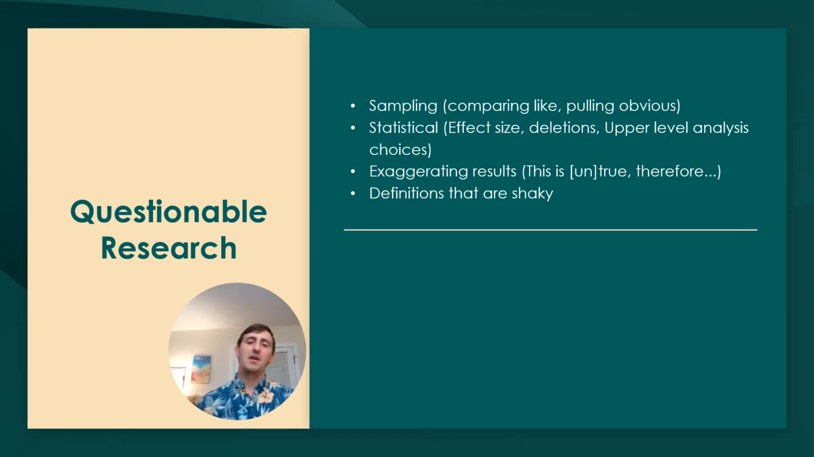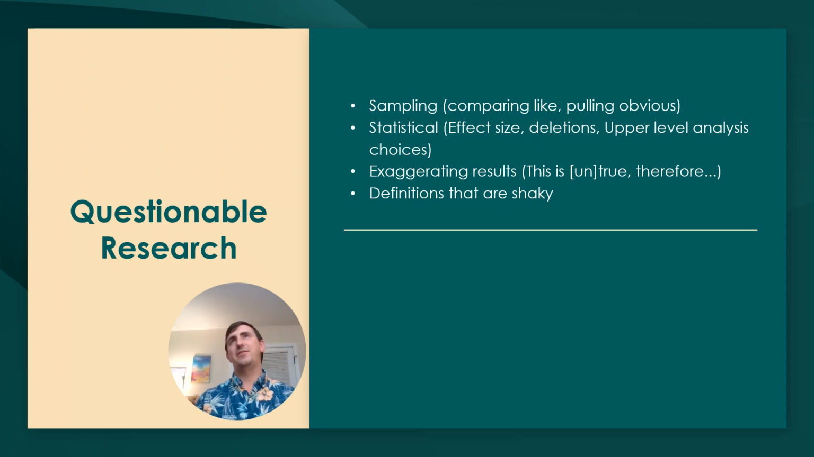Pulling obvious. Pulling means you're grabbing participants for a sample from the population. I'm pulling from the population to make a sample. Now, you want to do this randomly, because you want to represent the whole population. You don't want to sample people that were easy for you to grab, or obviously you're going to answer the way you want to answer.